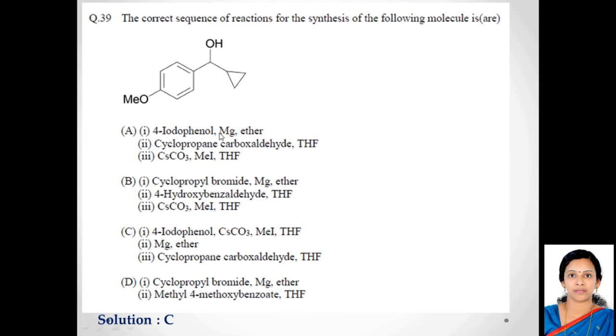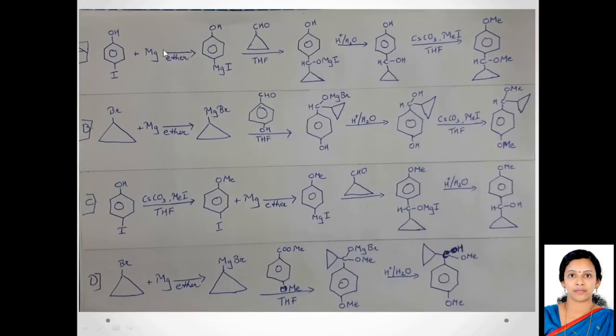So in the next slide I have shown the product for each of these reaction sets. Okay, so let's look at them one by one. So starting with set A. In the first step here, we have the 4-iodophenol reacting with magnesium in ether. This is clearly the formation of a Grignard reagent, RMgI. So we get the Grignard reagent.